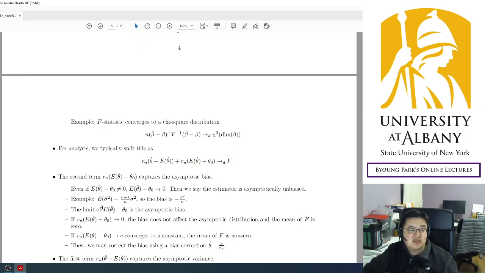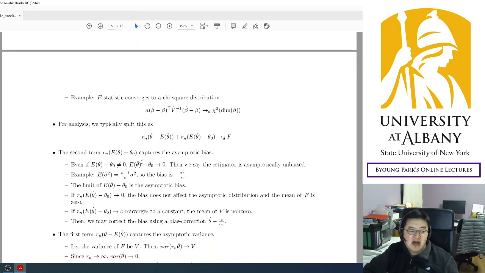And so this is without the convergence rate. After multiplying by the convergence rate, if the bias goes to 0, this is a stronger condition than asymptotically unbiased. If this is true, then the bias has no impact on the asymptotic distribution. So if the second term converges to 0 after multiplying the convergence rate, then you don't need to consider this term, which is nice. And the mean of the asymptotic distribution will be 0.